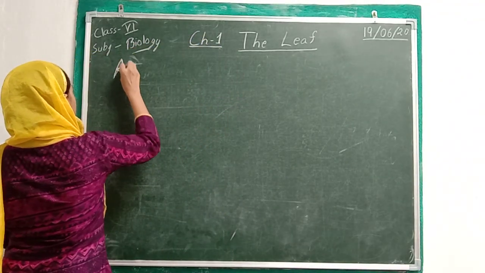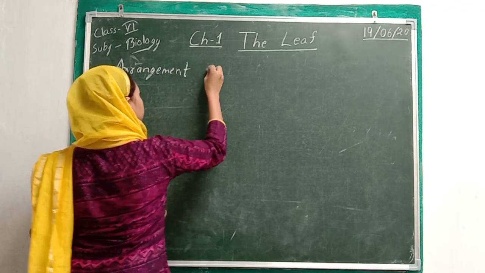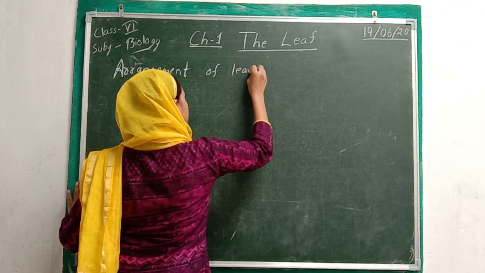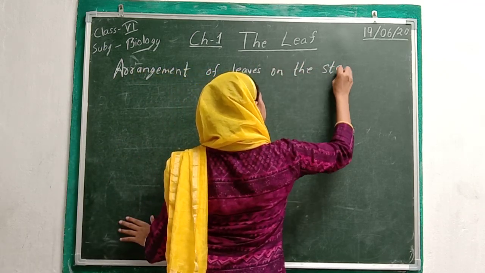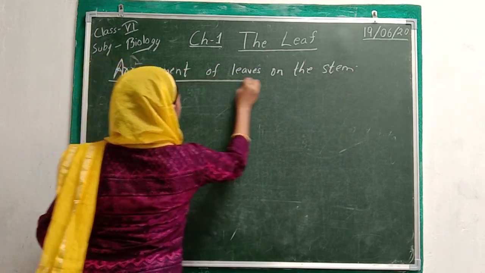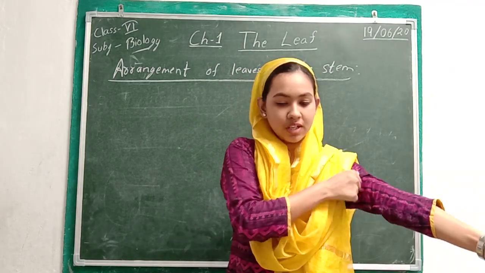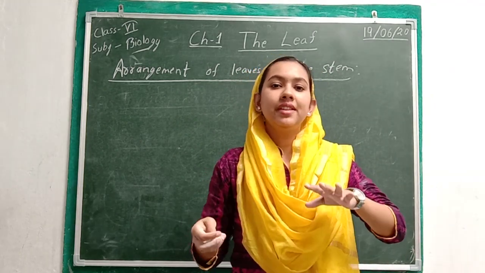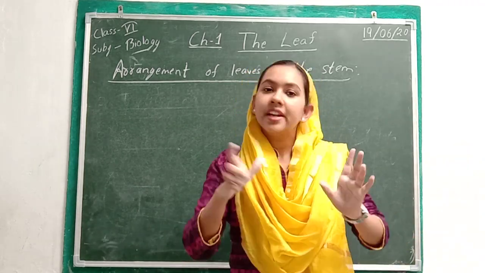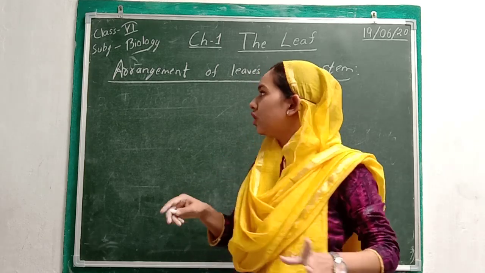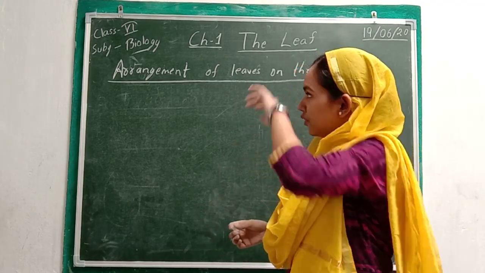The next topic is arrangement of leaves on the stem. Now, many of you might not have observed this, but after learning this, if you see trees or plants, you can see that the leaves are actually arranged on the stem, but their arrangement is not the same. All the leaves are not arranged in the same way. So let's see what the different types of arrangement are.